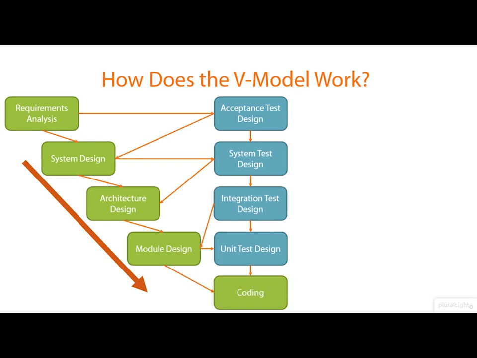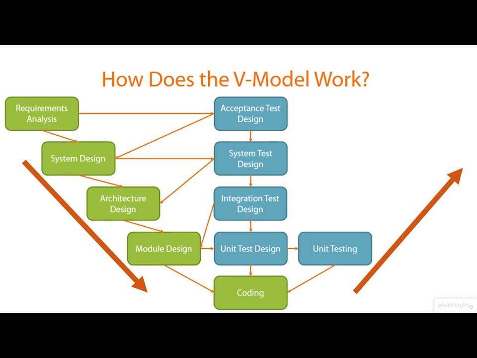Now, the actual coding of the system modules designed in the design phase is taken into the coding phase. The most suitable programming language should already have been decided based on the system and architectural requirements. The coding is performed based on a set of coding guidelines and standards. The code goes through numerous code reviews and is optimised for best performance before the final build goes through to testing.